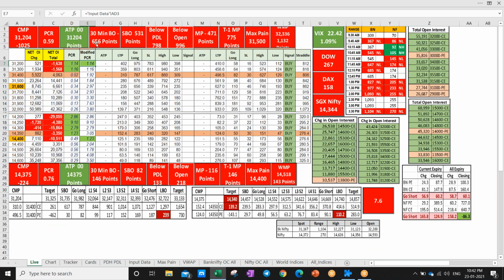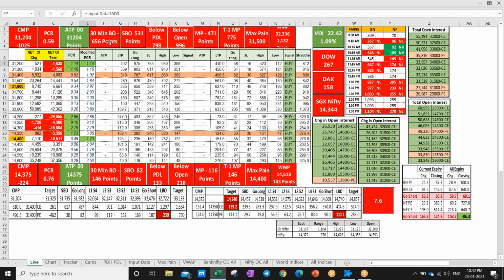Now the next thing is the 30 minutes breakout. Automatically, the system captures, without any human intervention, the value of the high and low as of 9:45 a.m. So the first high and low in the first 30 minutes, from the 9:15 market open till 9:45, is captured and stored. You can see the range is captured and stored automatically, and whenever the high or low is broken, you can see the breakout.